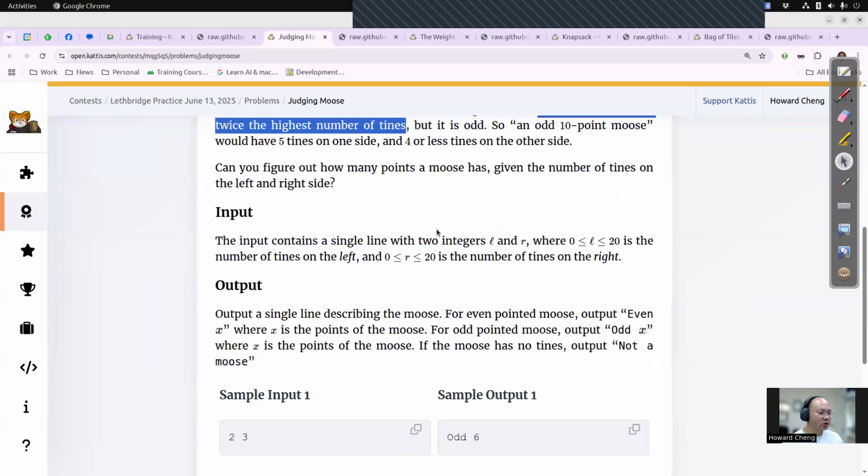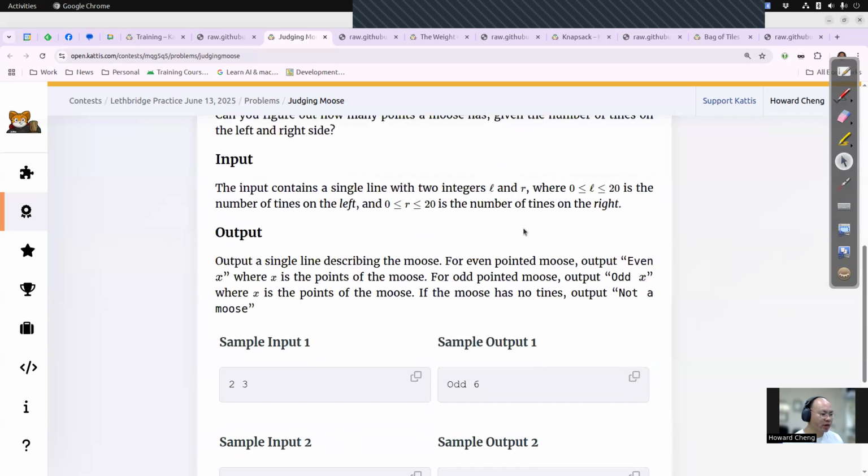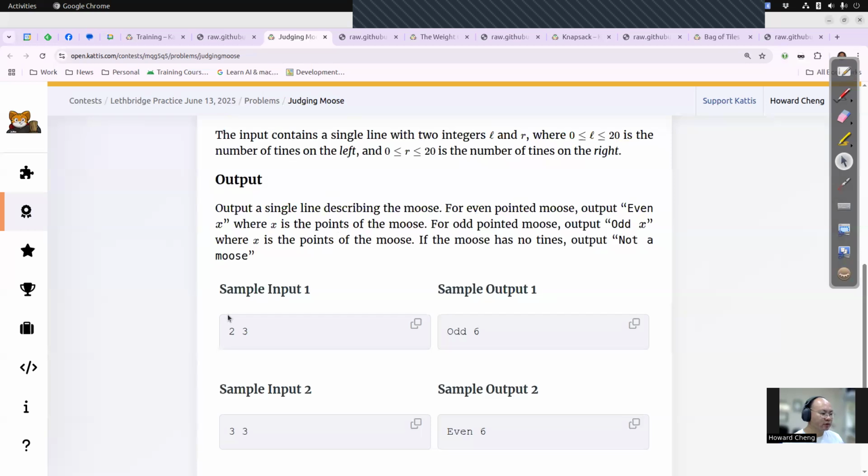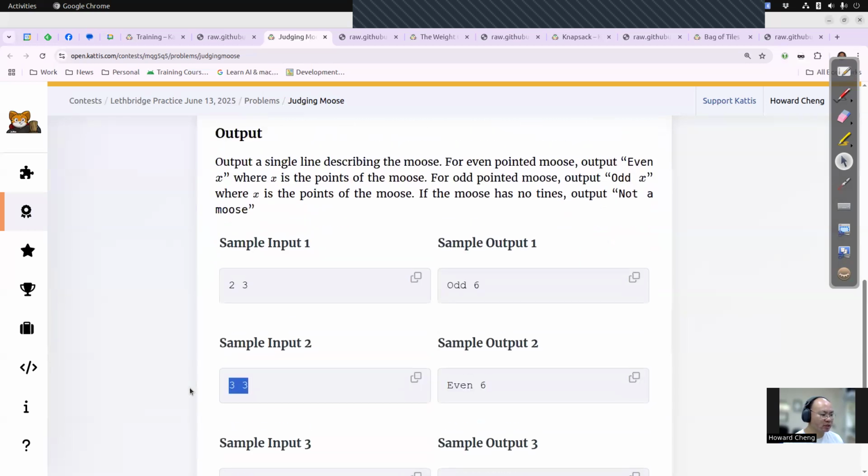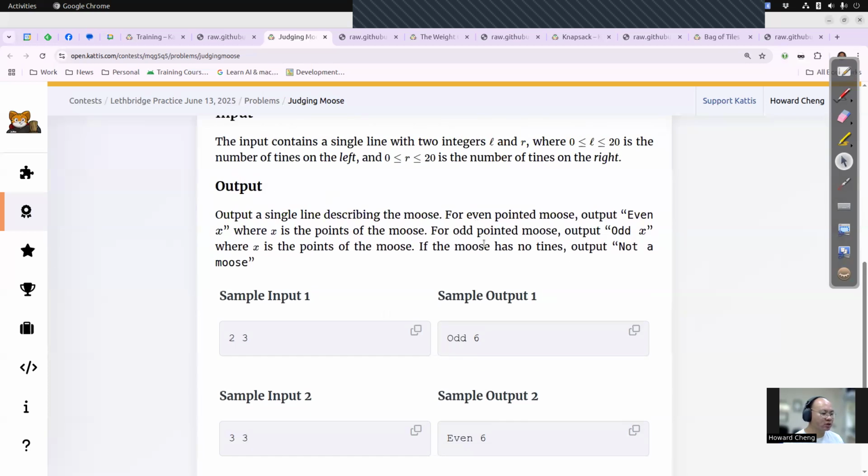So you have a bunch of inputs. There's actually just one input, L and R. If L and R are different, you say odd and then multiply by the maximum of the 2 numbers. If they're the same, then it's just even, and then you just add the 2 numbers. If the moose has no tines, I'll put not a moose.